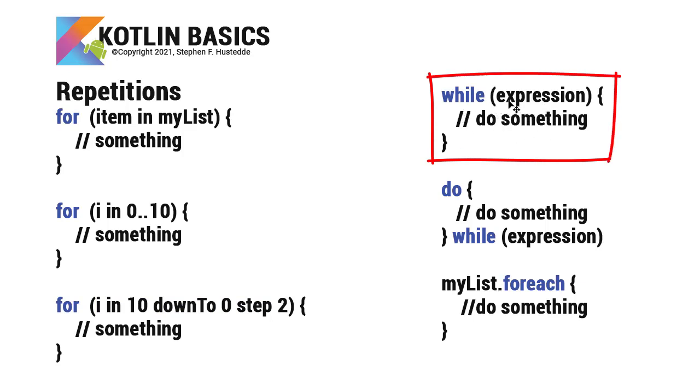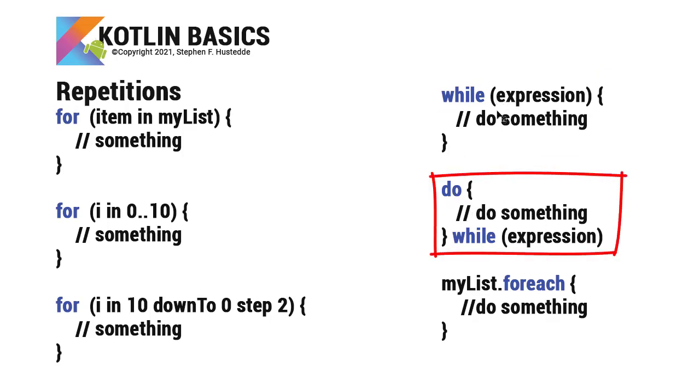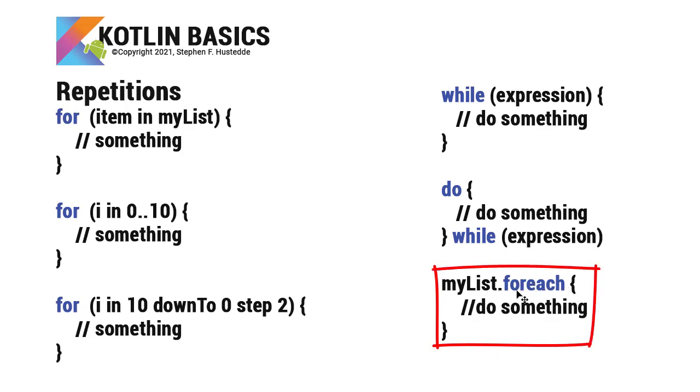We can do something while that expression is true, and we can evaluate the expression at the end with a do while. And there's a for each repetition for iterating through a list. So those are the basics of Kotlin. We'll explore things like functions and object-oriented programming in future lessons.